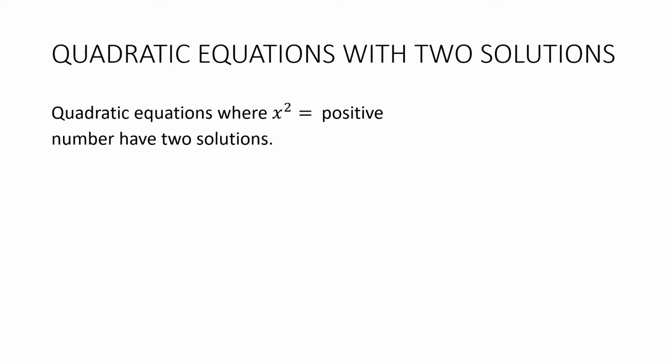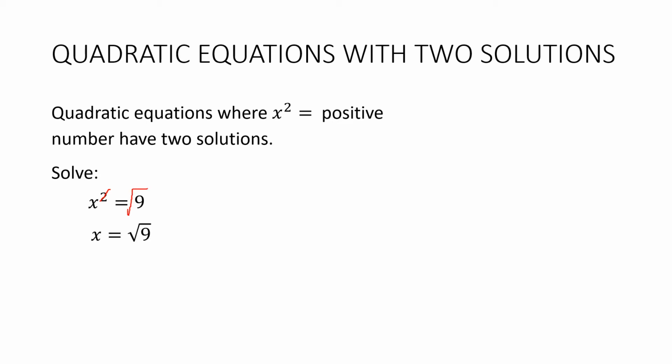Let's move on to quadratic equations with 2 solutions. So quadratic equations where x squared is equal to a positive number will have 2 solutions, like this one. x squared is equal to 9. So remember, we want to take the squared over the other side, and it's going to become square root.